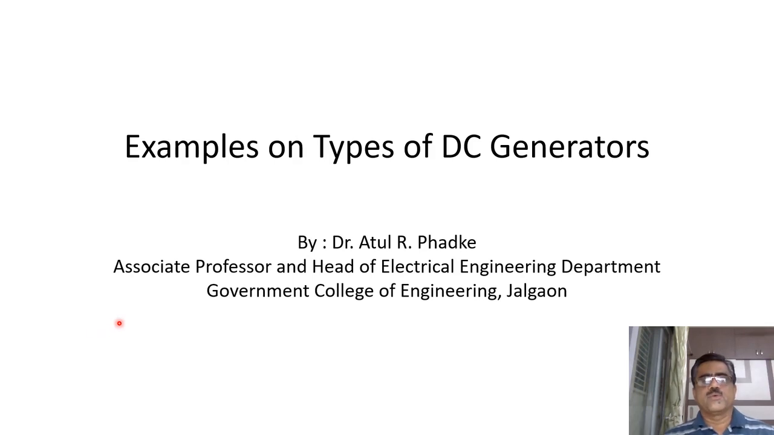In our last video, we studied different types of DC generators. We have seen that mainly there are two types of generators, separately excited and self-excited. Self-excited generators are further classified as DC shunt, DC series and DC compound generators. There are two types of compound generators, short shunt and long shunt. Now we will solve a few numerical problems on these different types of DC generators.